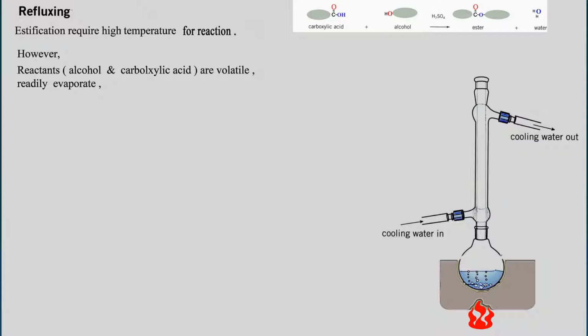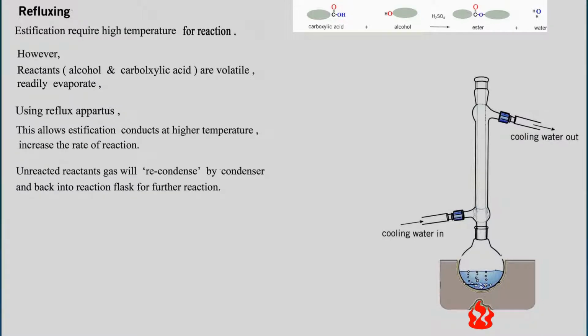That's very difficult. How are we going to make esterification? The trick is this reflux. By using this reflux, you are allowed to do this esterification at higher temperature, which increases the rate and makes the reaction faster. Then you ask, what happens to those unreacted gases? They will also evaporate, and those gases will be recondensed by the condenser and go back into the flask for further reaction, as I'll show you in the picture.